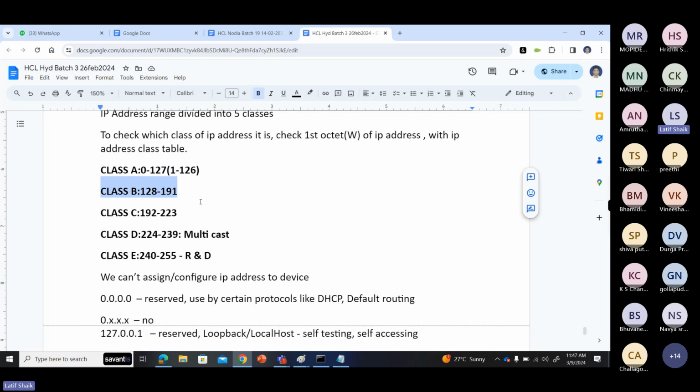Class B is 128 to 191. Class C is 192 to 223. Class D is 224 to 239. Class E is 240 to 255. Class E is for research purposes, reserved kind of stuff. Maybe some special cases use it.